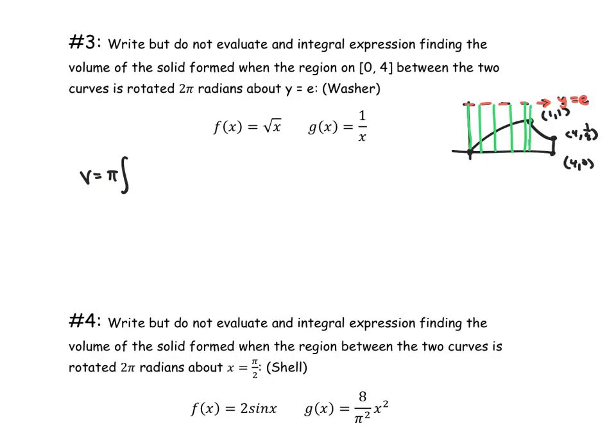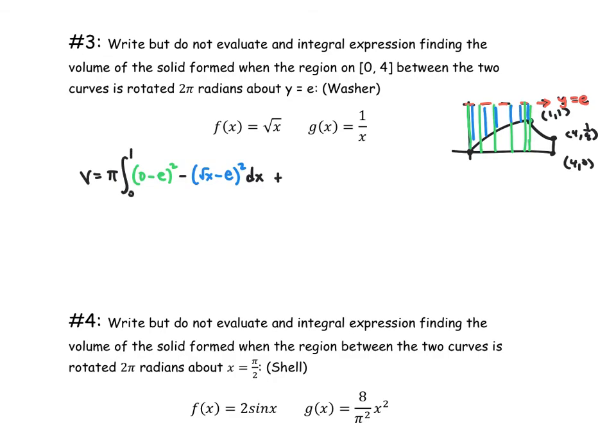What will big R equal? Well, it would be 0 minus e quantity squared. Okay, so 0 minus e quantity squared. Now, you could take e minus 0 quantity squared if you wanted to. That's totally fine. The smaller of the two functions, or the little r, little f, if you will, would be square root of x. Okay, so we could take square root of x minus e quantity squared. Again, you can go either way with it, either e minus square root of x or square root of x minus e, because we are squaring. Okay, so that would be dx, and we're going to integrate that from 0 to 1.